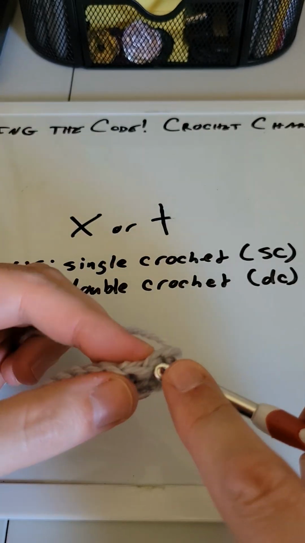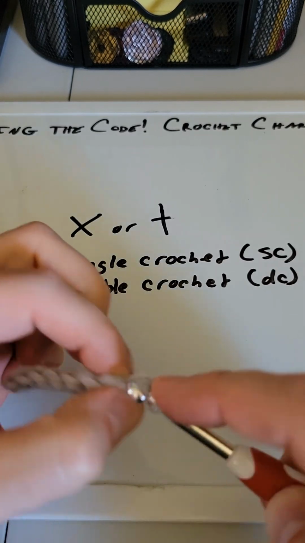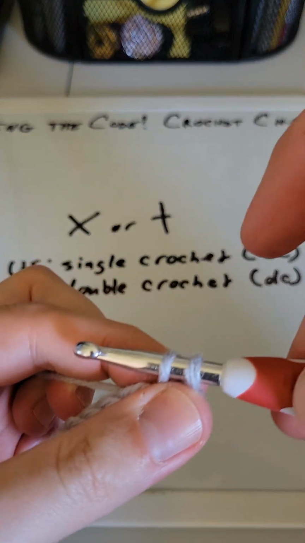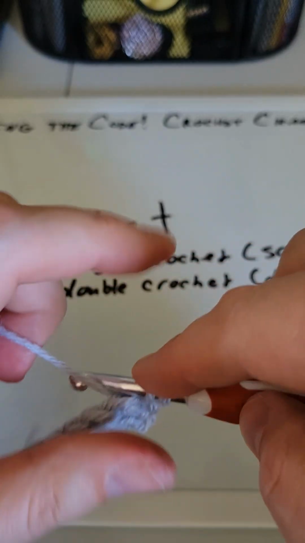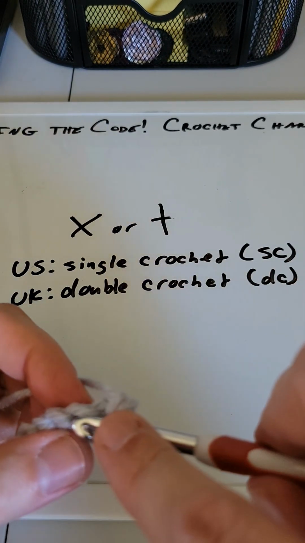you're going to insert your hook into the next stitch. Then you're going to pull that yarn through. Then you're going to have 2 loops on your hook, and then yarn over and pull that through the 2 loops. And that is your single crochet.